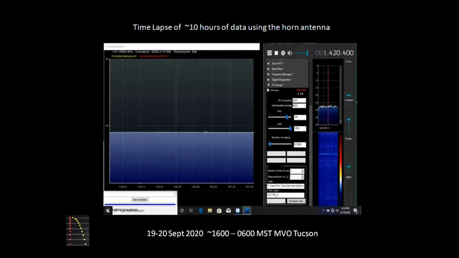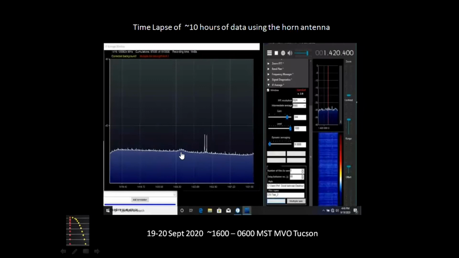What I'm going to show you now is a 10-hour scan using the horn antenna. And while this is occurring, I want you to look right here. Because right here, what you're seeing is one of the arms of the Milky Way as it passes over the antenna. The rest of this stuff is just noise, and I have no idea what that's from.